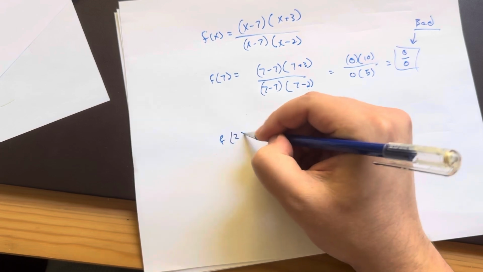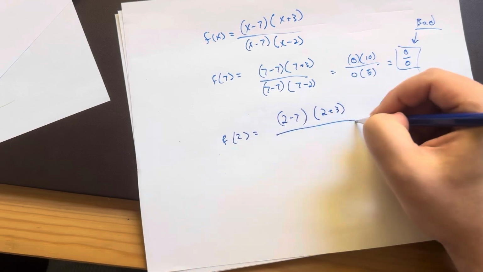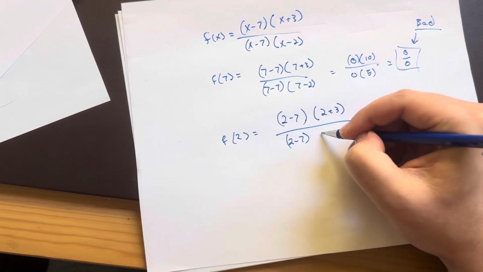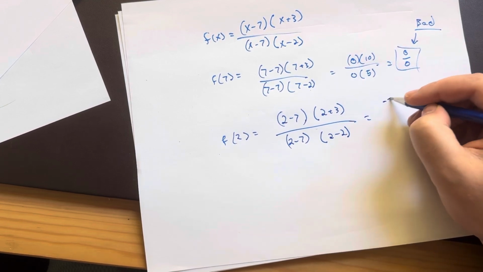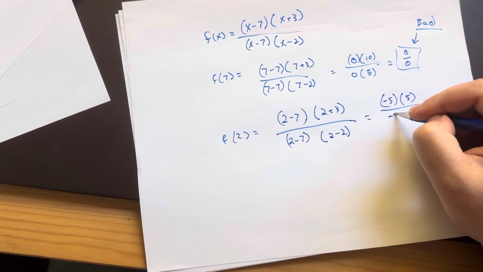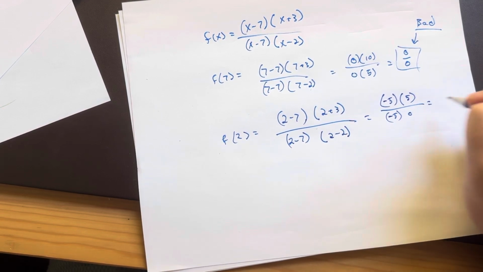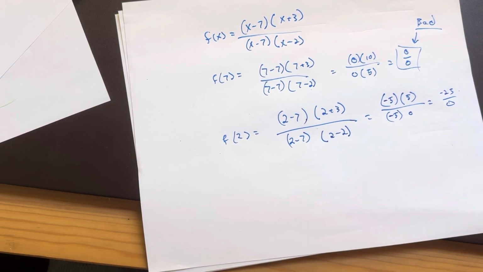But if I were to try and plug in 2: (2 - 7)(2 + 3) over (2 - 7)(2 - 2). Now I'm looking at negative 5 times positive 5, which is negative 25 over 0. When you plug in your value of x and you get a whole number like 25 over 0, that's a pretty good indication that you have a vertical asymptote.